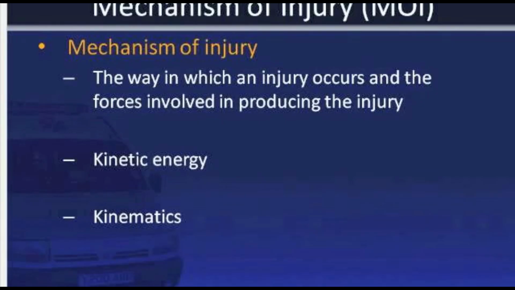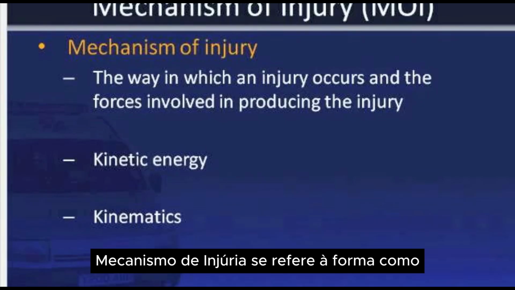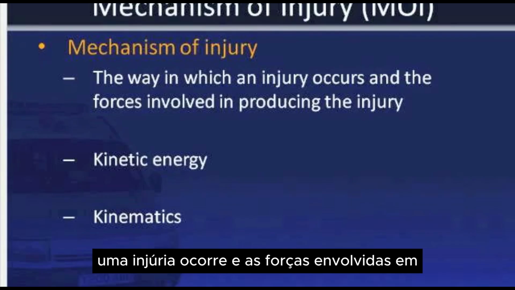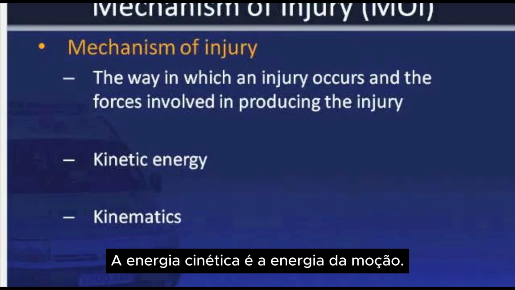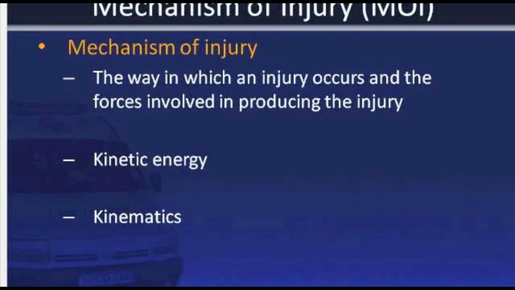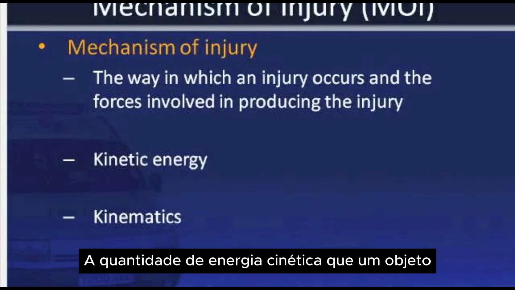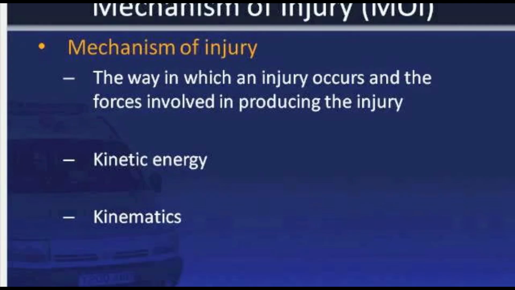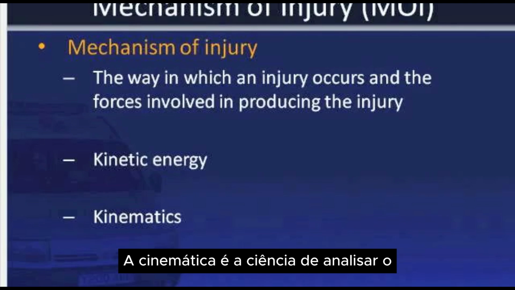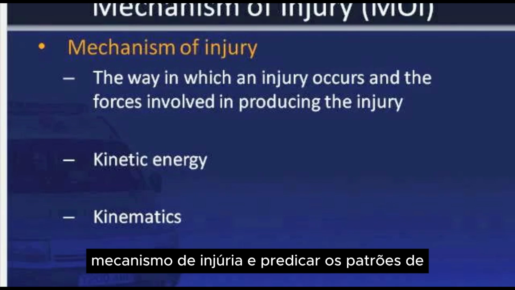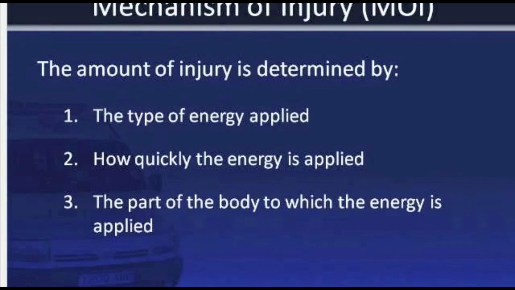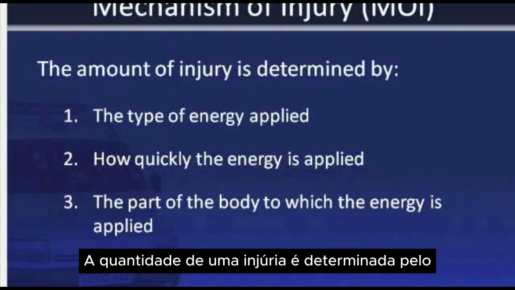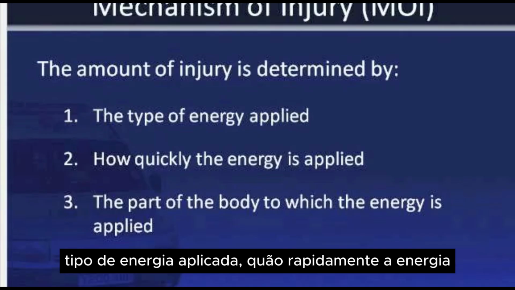Mechanism of injury refers to the way in which an injury occurs and the forces involved in producing that injury. Kinetic energy is the energy of motion. The amount of kinetic energy an object has depends on the mass, which is the weight, and the speed, which is the velocity of the object. Kinematics is the science of analyzing the mechanism of injury and predicting injury patterns. The amount of an injury is determined by the type of energy applied, how quickly the energy is applied, and to what part of the body the energy is applied.